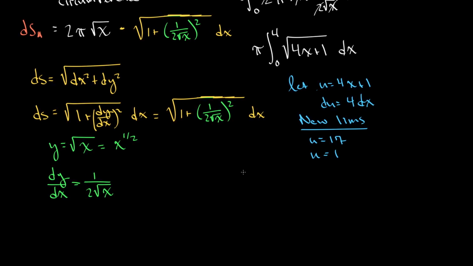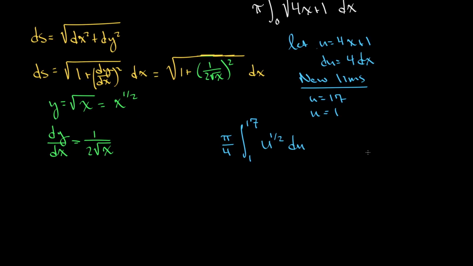And now we can throw together a nice new integral. So we're going to have the definite integral now from 1 to 17. And we still have this 4 to deal with. So we're going to have pi over 4 outside of our integral. And then lastly, we're left with u to the 1/2 power du. That's what we have to compute now. Anti-differentiating u to the 1/2 power, that's going to be 2/3 times u to the 3/2 power. And then we still have this pi over 4 out here. And then we'll evaluate at 1 and 17.